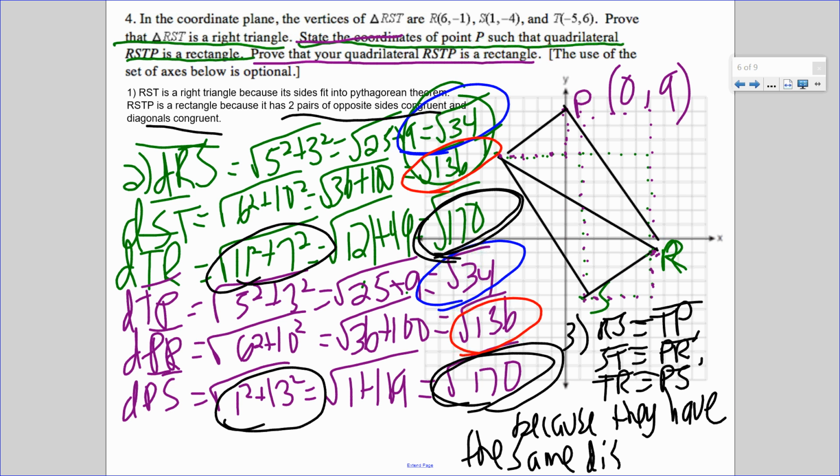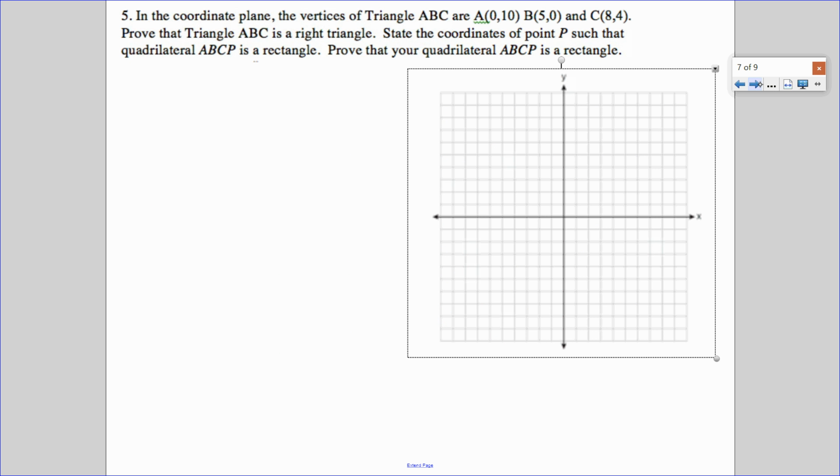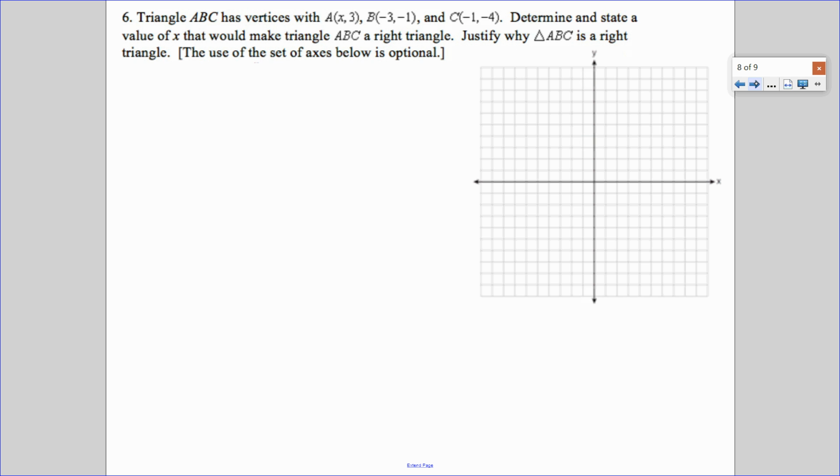So this is definitely a long question for 6 points. We had to prove it was a right triangle. We had to find that 4th point, and then we had to prove it was a rectangle. But as long as you know your how do you proves and you know how to find your 4th point, it's really a pretty straightforward long question. So 5 you're going to do on your own. It's really the same thing as number 4.